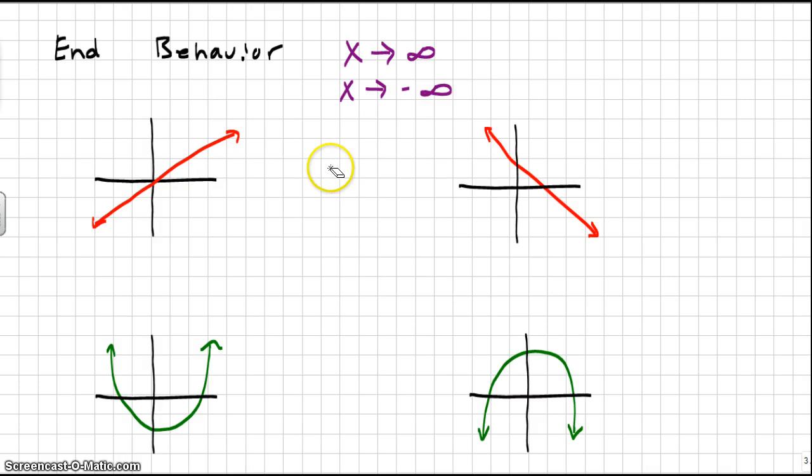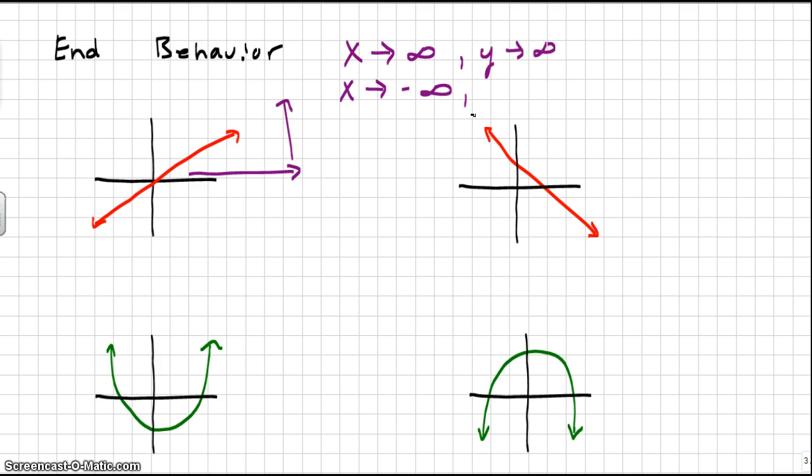So for this first graph, we look, as x approaches infinity of this positive linear function, as x gets bigger and bigger, my y also gets bigger and bigger. So as x approaches infinity, that means that y is also approaching infinity. So if I pick a really big number for x, I'm going to get a really big number for y when I plug that into my function.